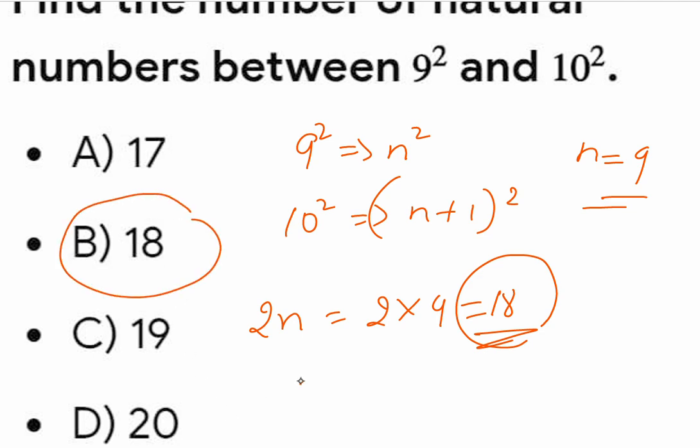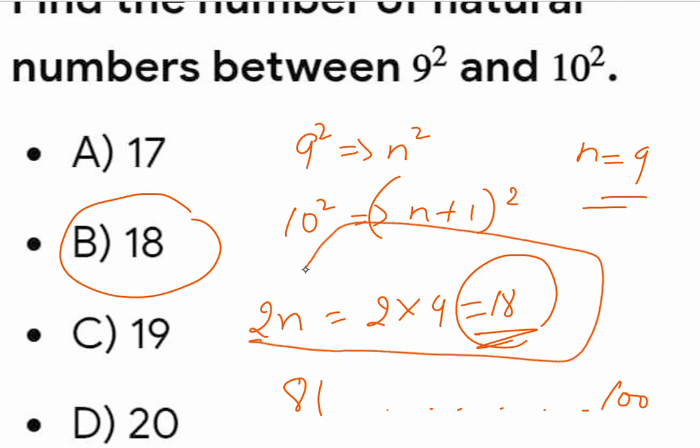So 9 square is what? 81, and 10 square is what? 100. In between, how many numbers are there? You can count 81, 82, like that, and count it. But it is a simple one. If you use this formula, you will save your time. So between n square and n plus 1 square, here the n value is 9 and 2n is the formula. 2 into 9, 2 nines are 18. There are 18 numbers between 9 square and 10 square. Okay.